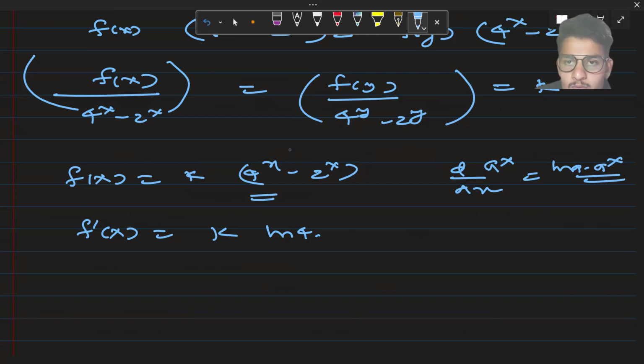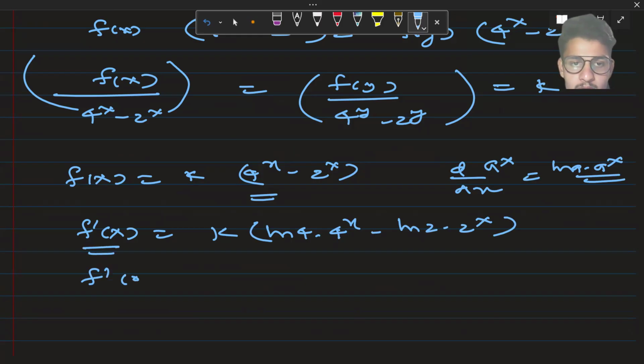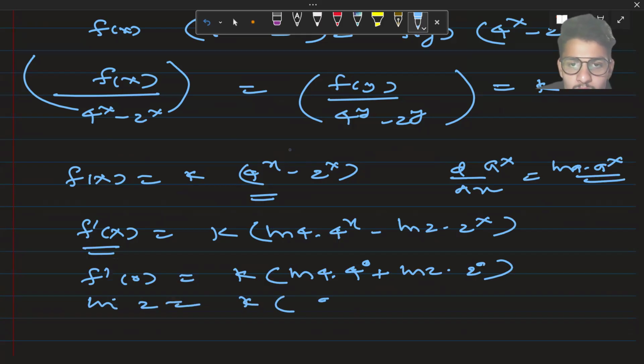So f dash of x is ln 4 into 4 to the power x minus ln 2 into 2 to the power x, and f dash of 0 is given. We will use that: 4 to the power 0 times ln 4 minus 2 to the power 0 times ln 2, and this is ln 2. Now 2 times ln 2, since 4 to the power 0 is 1 and 2 to the power 0 is also 1. This is minus in between.